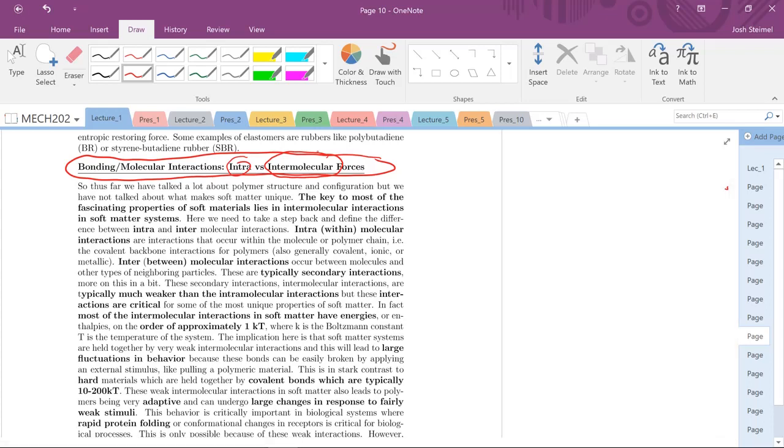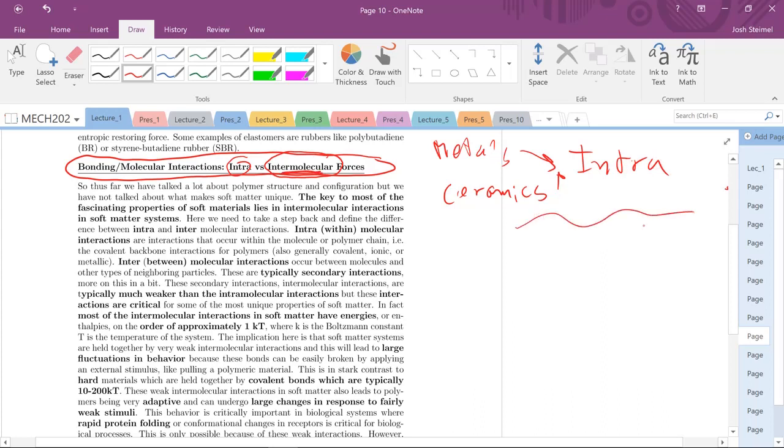Metals and ceramics, your traditional materials, always have intramolecular interactions. But polymers and soft matter are unique because they have intermolecular interactions. Because we have multiple polymer chains always intertwining like spaghetti, there are interactions between these polymer chains, not just the chemical crosslinks that we saw. That's the key to these systems.